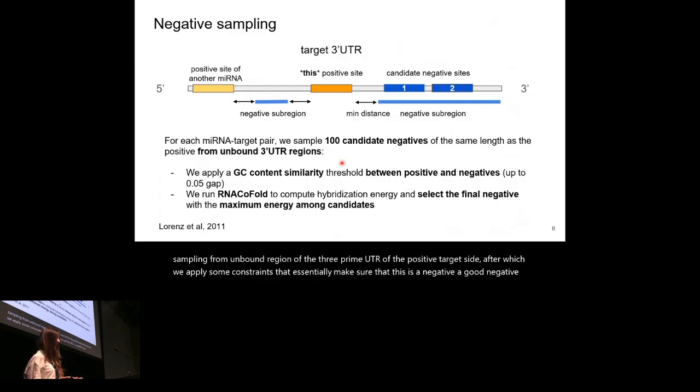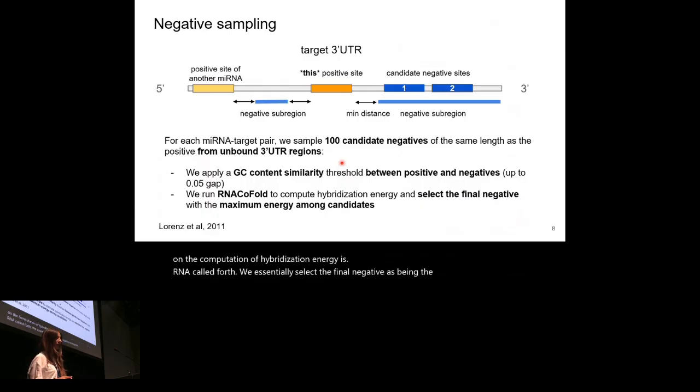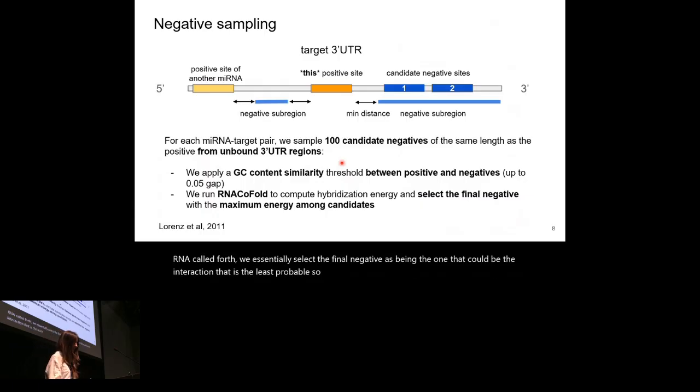The first is a constraint based on the GC content of the target site, and the second is based on the computation of hybridization energy with RNAcofold, where we select the final negative as being the one that could yield the interaction that is the least probable. So it's very far from the positive.